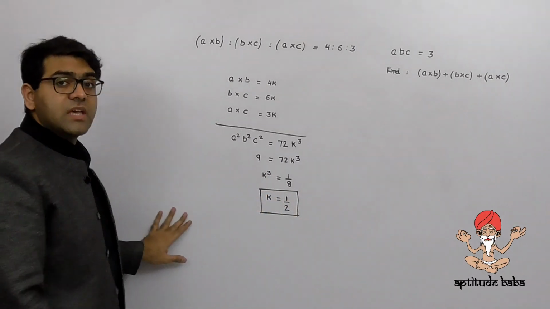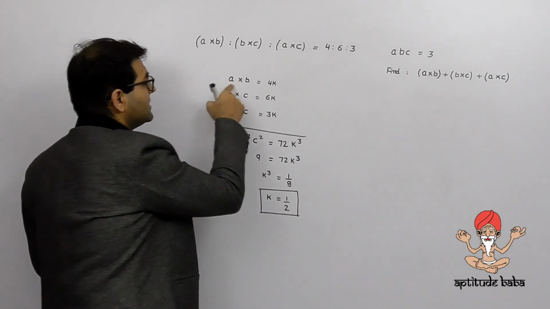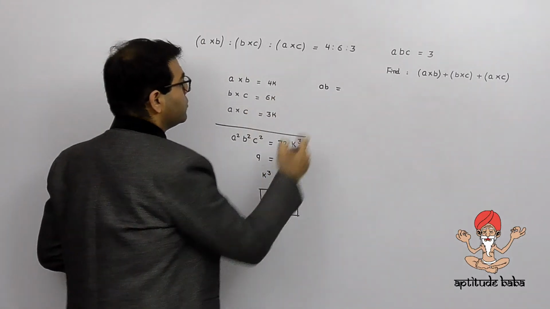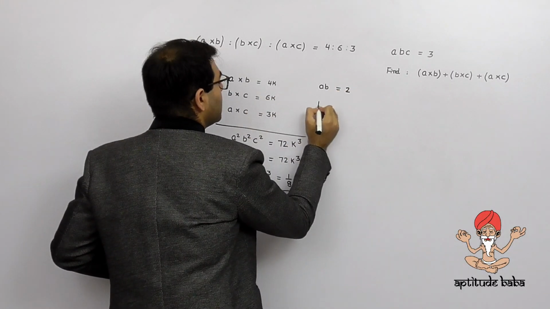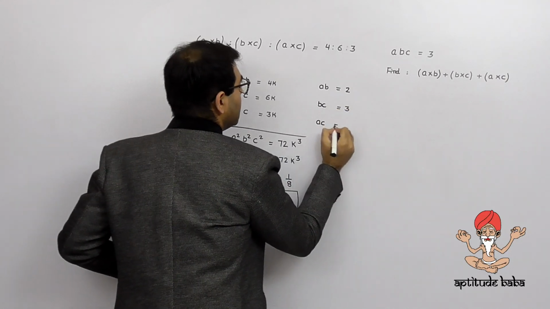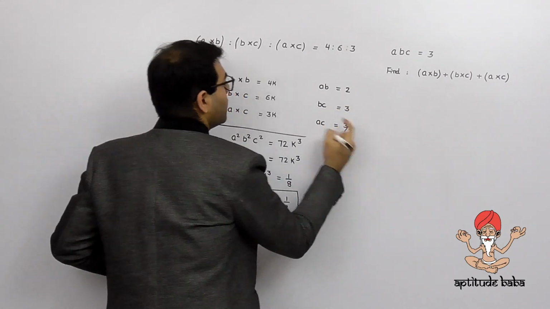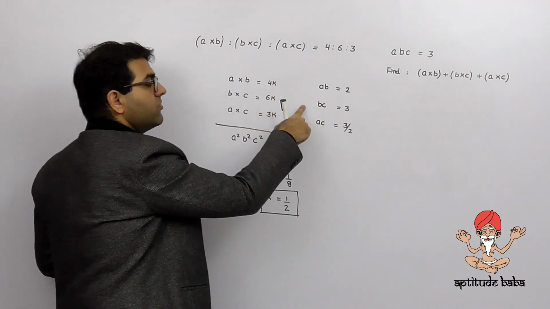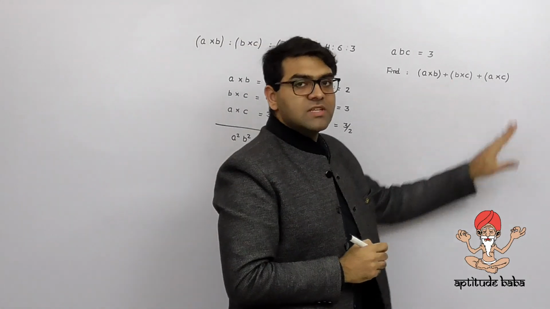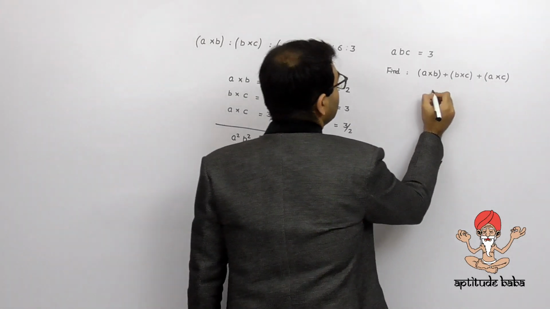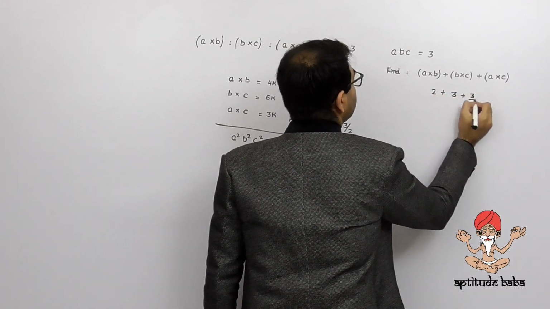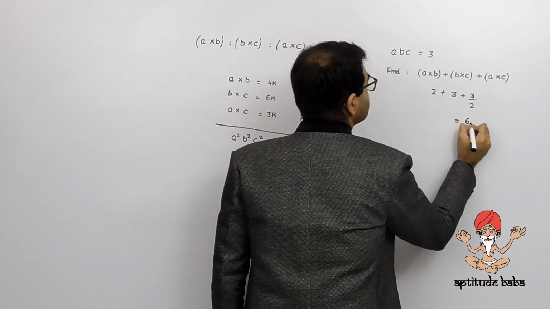If the value of k is 1 by 2, can I say the value of AB ends up becoming 4k, which is 4 into 1 by 2, perhaps 2. The value of BC ends up becoming 3, and the value of AC ends up becoming 3 by 2. Now I have the value of AB, I have the value of BC, and I have the value of AC. I am required to find the sum of these three values. So can I say the sum of these three values will end up becoming 2 plus 3 by 2, or perhaps 6.5.